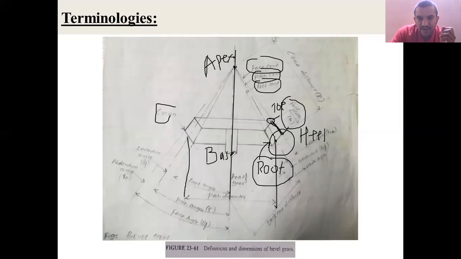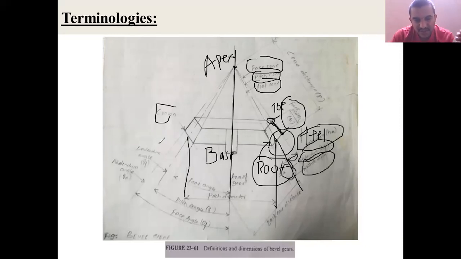Now the imaginary circles drawn on the root, we call the root circle. At the pitch point, we call it the pitch circle. At the face, we call it the face circle. The portion which is added above the pitch point is called the addendum. The portion which is deducted in the cone surfaces is called the dedendum. Then the total working depth is the sum of the addendum and dedendum.